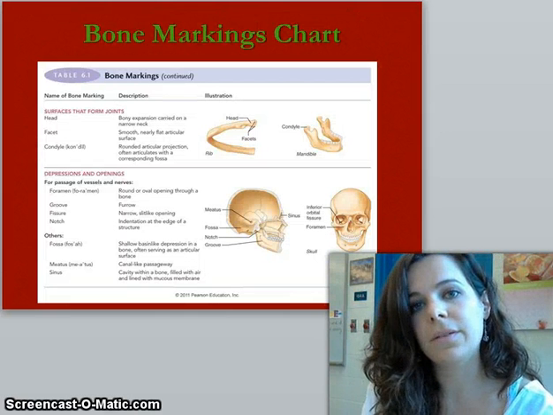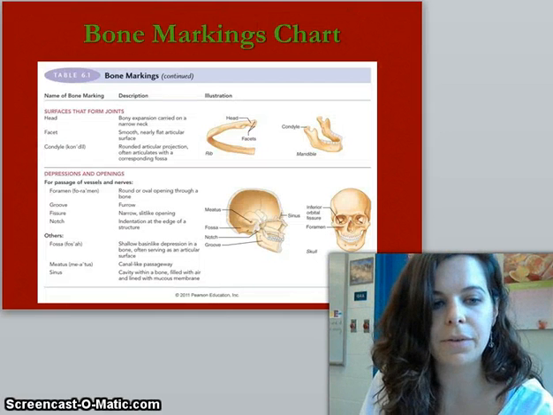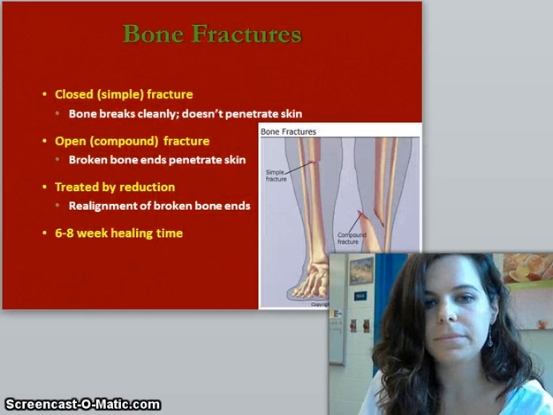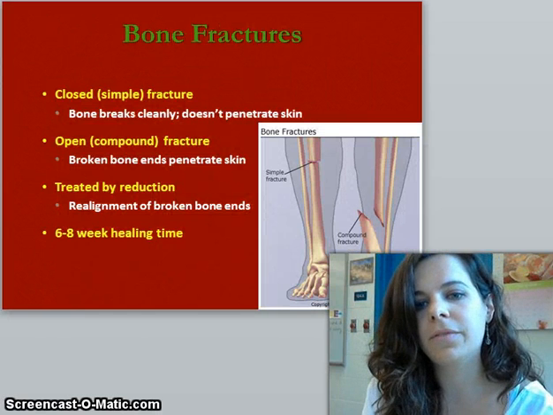This is bone markings, which we reviewed in class, so make sure you review that chart. And then finally, bone fractures.